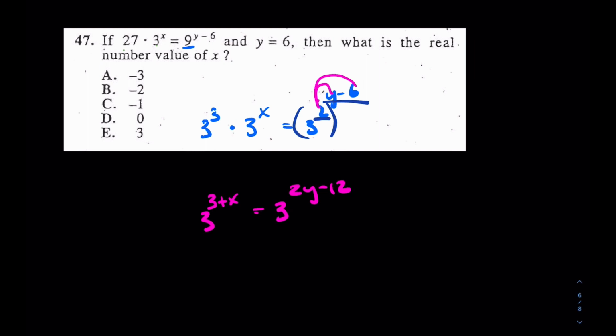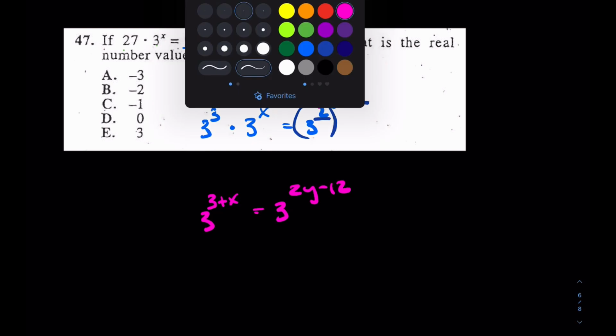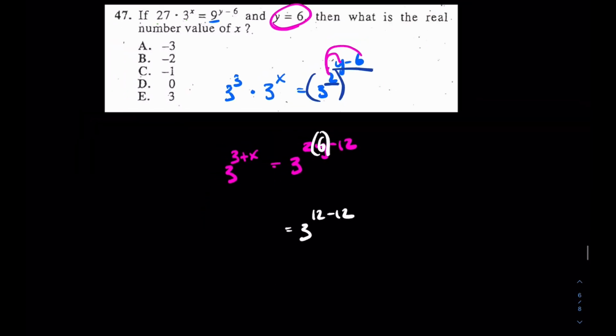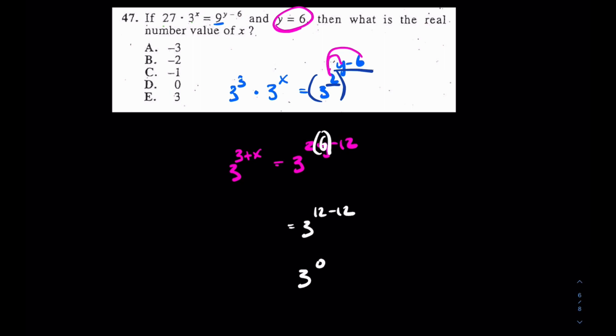And now we're about done because remember, y is 6. If y truly is 6, let's plop that in. This is a big fat 6. So this is 3 to the 12 minus 12, which actually becomes 3 to the 0 equals 3 to the 3 plus x. Well, x just equals negative 3. That was a lot of work for this question, and it really does take some mastery of exponents to catch all that.